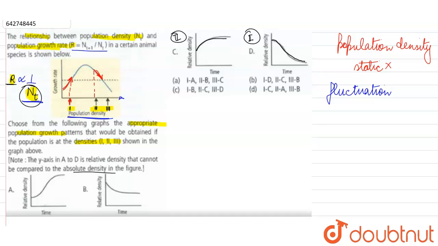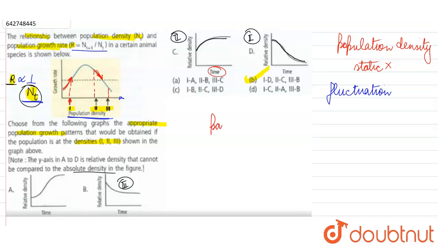And similarly at point 3, now we can see that the growth rate is not changing very sharply, it is more or less stable. So over here we are going to select our graph B to represent the change in relative density with time. So over here we will select option B as our correct answer, where we can clearly see how the relative density of the population is changing with time.